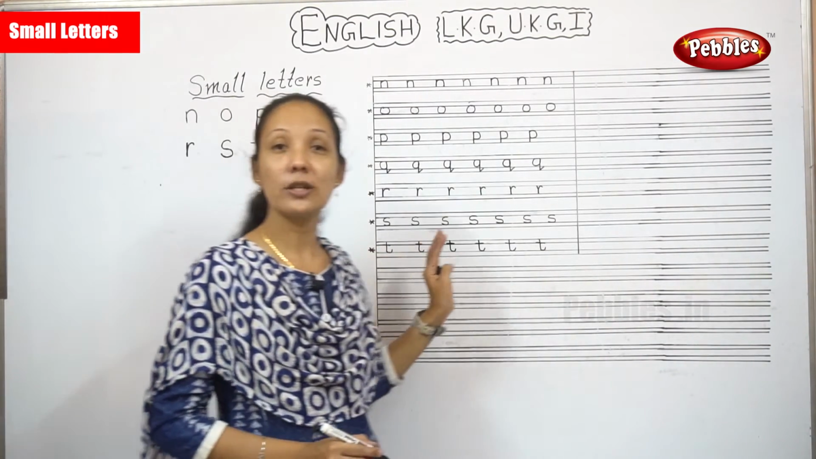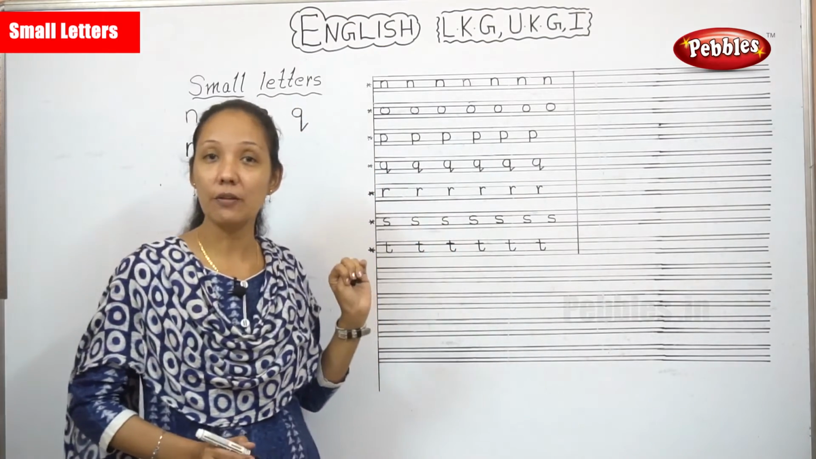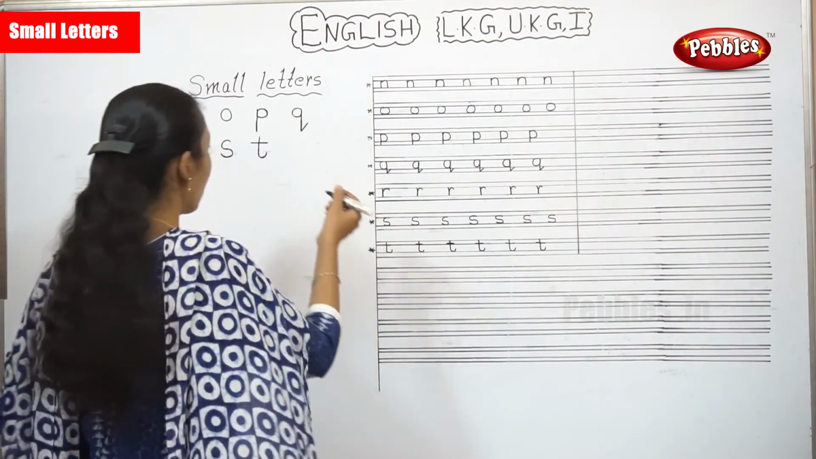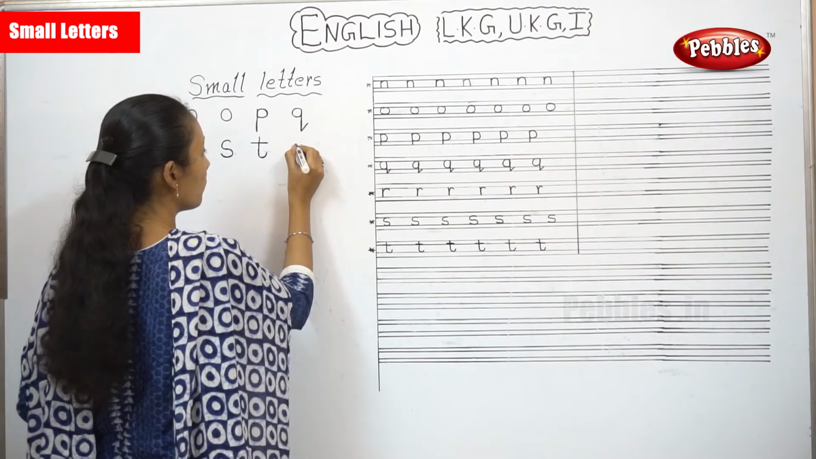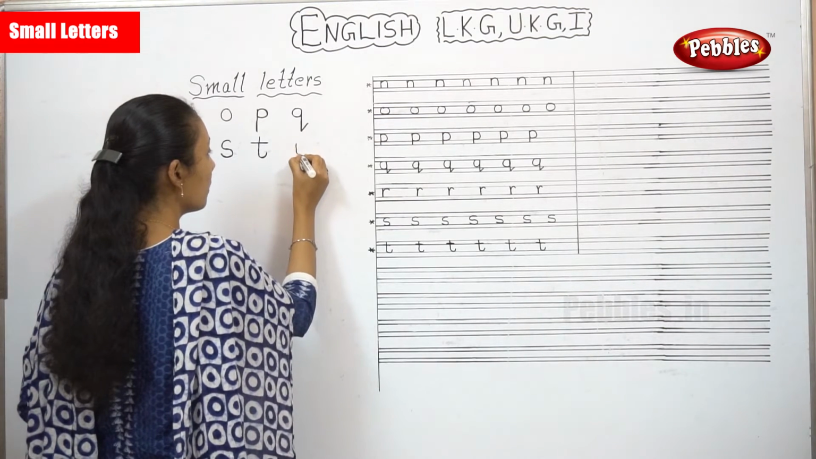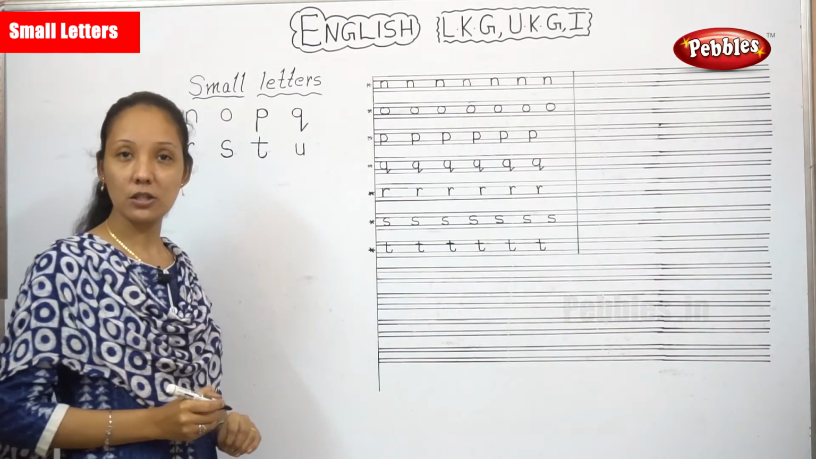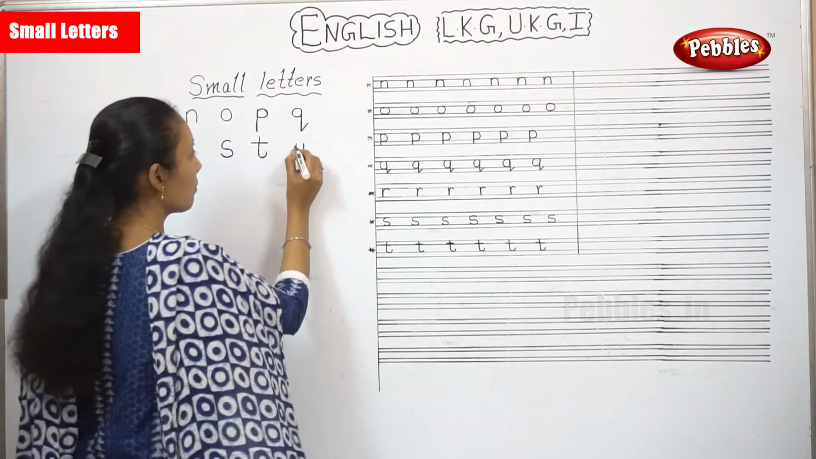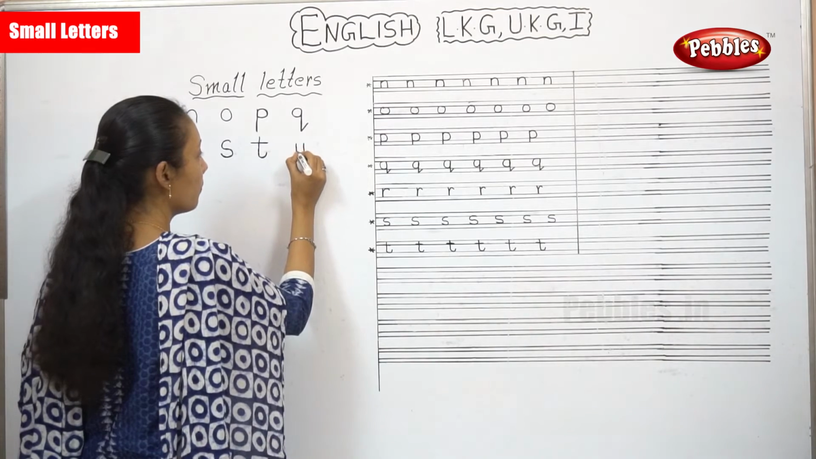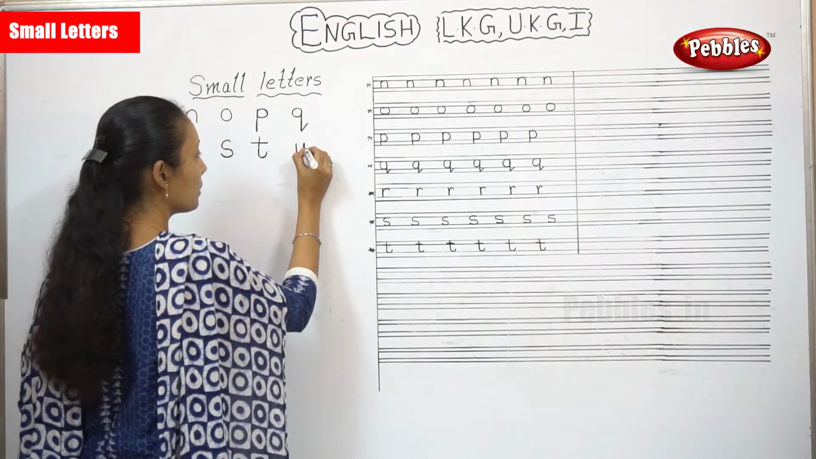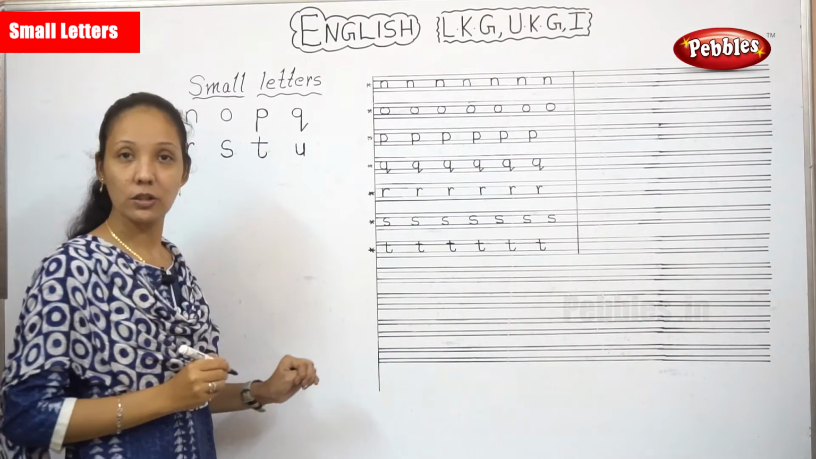Now after T, what's your next alphabet? After T, what will be the next alphabet? Yes, you have small letter U. It's an up curve and come down. Okay, this is called U. Once more I will show you an up curve and come down, small letter U.